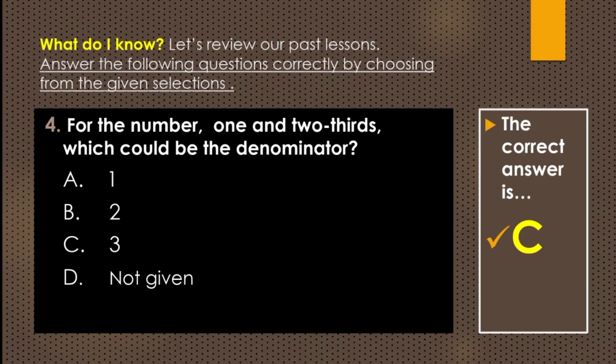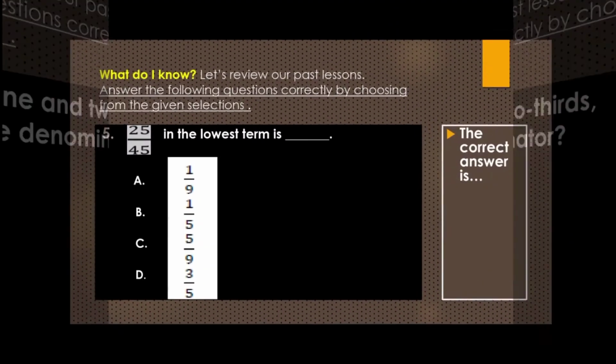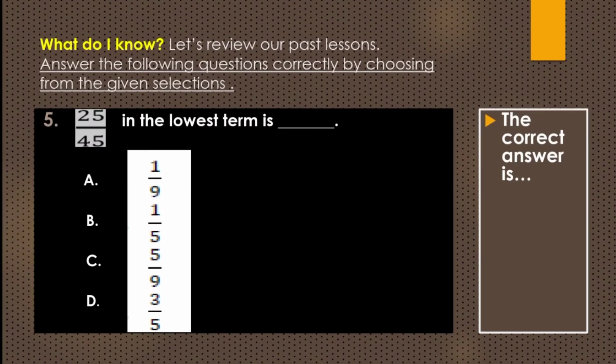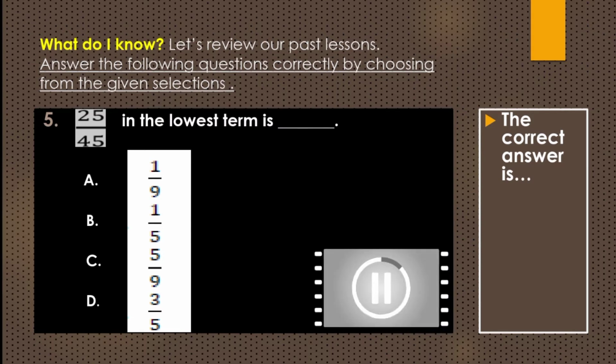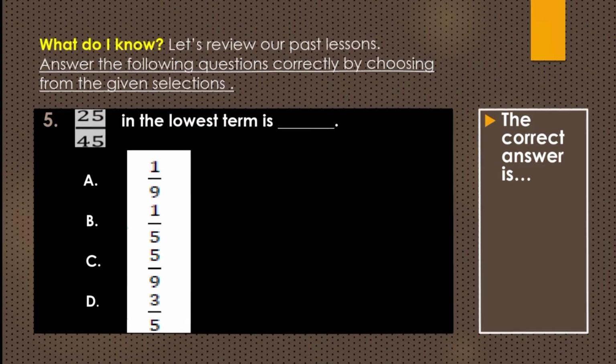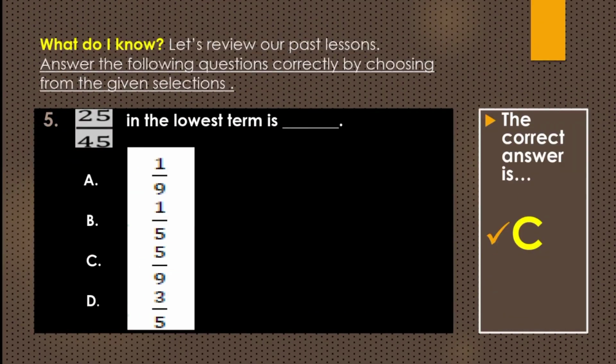For the last number, number 5. 25/45 in the lowest term is blank. A. 1/9, B. 1/5, C. 5/9, D. 3/5. The correct answer is, for number 5, letter C, 5/9.